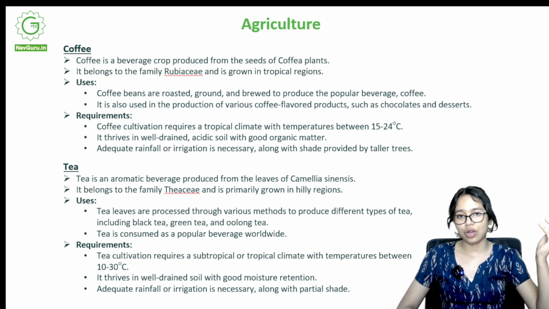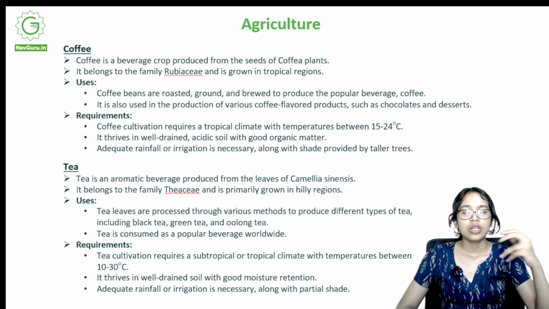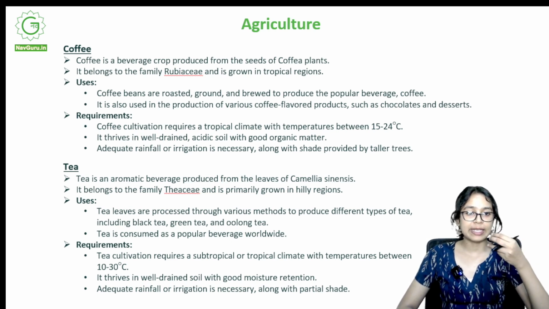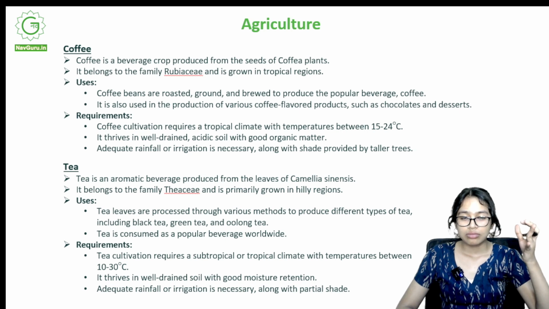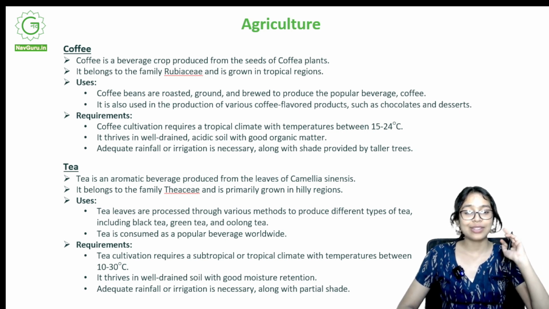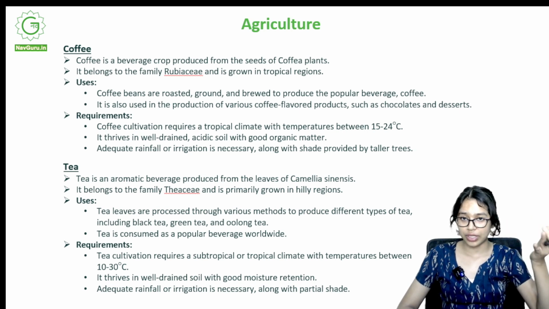Coffee is a beverage crop produced from the seeds of Coffea plants. So coffee is a beverage crop. Beverage is basically drinks and things like that. So it is produced from the seeds of Coffea plants. It belongs to the family Rubiaceae, if I'm pronouncing it correctly, and is grown in tropical regions. So again, coffee is grown in tropical regions.